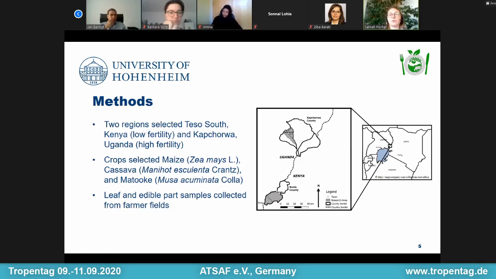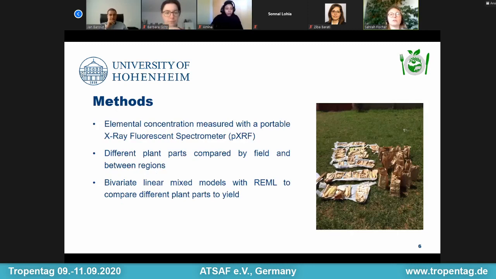They also represent 3 different food types. So you have a grain, a tuber, and a fruit. I collected cassava and matoke leaves, the youngest, most developed leaf in the generative phase, and the maize leaf I collected during tasseling. And the food parts I collected whenever they were ready for consumption. I measured the nutrients using a portable X-ray fluorescence spectrometer and compared the different plant parts by field and between regions. And to do this comparison, I used a bivariate linear mixed model with restricted maximum likelihood instead of a normal correlation analysis to include the sampling procedure that we did.